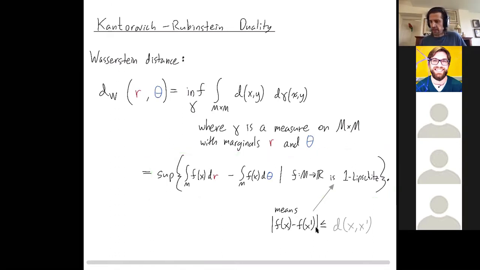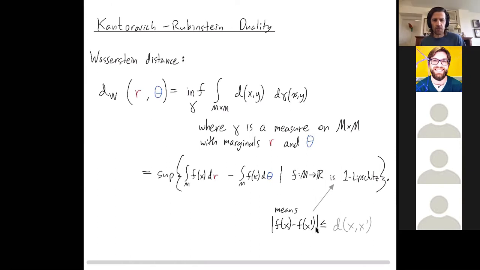So Wasserstein distances between two measures r and theta: you look at the infimum or minimum over all transport plans gamma. Transport plans are just joint probability measures whose marginals give you back r and theta. And you take this integral, or if your measures are finite, you take the sum of how much mass you are moving from point x to point y times the cost of moving that mass that distance, which is just the distance between x and y.